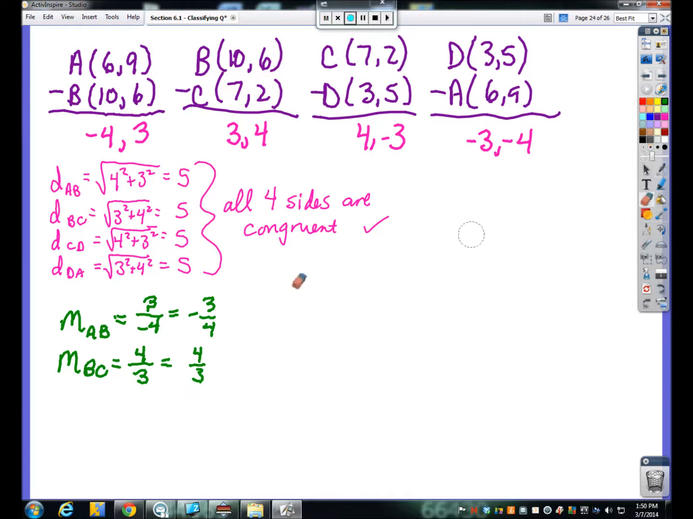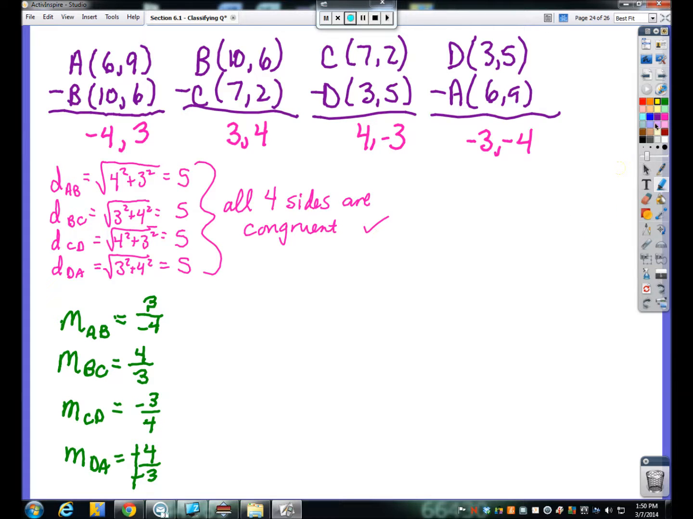You can rewrite this if you want. You really don't have to. I could just leave it as that if I really wanted to. If I understand that this is truly negative, then the slope of CD is going to be -3 over 4. And the slope of DA or AD, really doesn't matter, is -4 over -3. Now here, I'm just going to cross those out. So this is really +4 over +3.